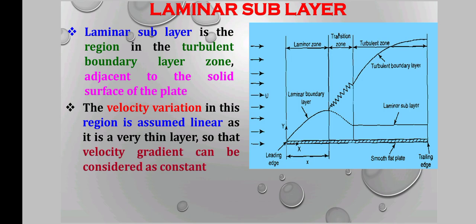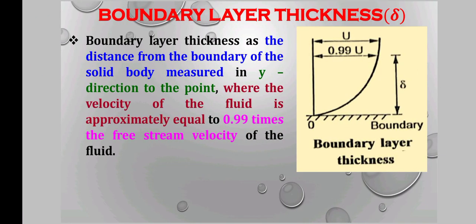So laminar sublayer, the last thing. The laminar sublayer is the region within the turbulent boundary layer zone adjacent to the solid surface of the plate. The velocity variation in this region is assumed linear as it is a very thin layer, so the velocity gradient can be considered constant.